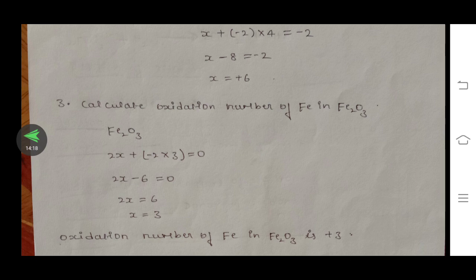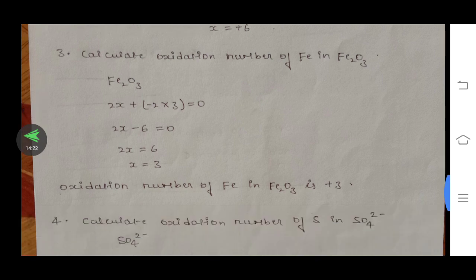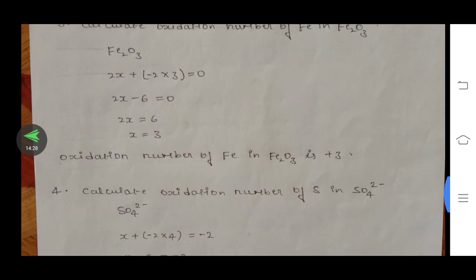So why does this equation equate to 0? Because Fe2O3 is a neutral compound, so that's why it equates to 0. So the oxidation number of iron in Fe2O3 is +3.